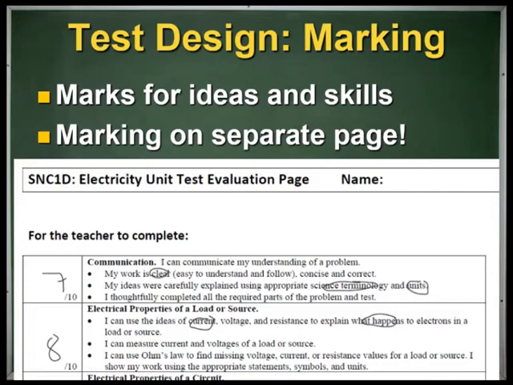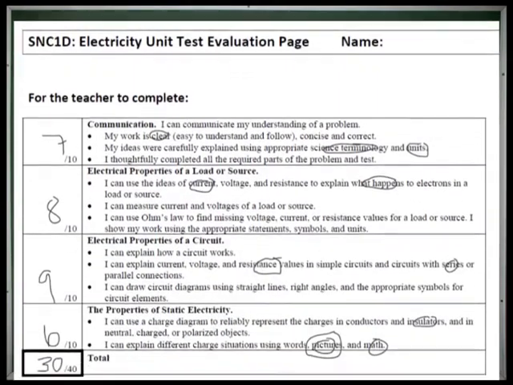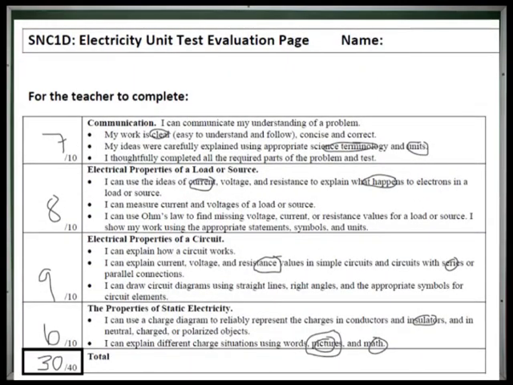This is actually the back of their discussion page. Here you can see how we break down the marks for our test. So we've broken them down into categories that make sense from the point of view of learning science. So there's communication, and then we have 3 categories connected with the electricity content.